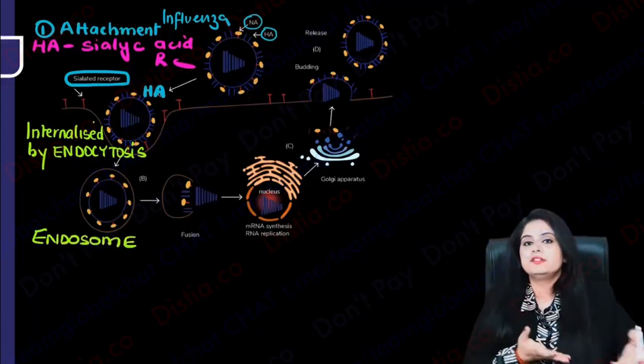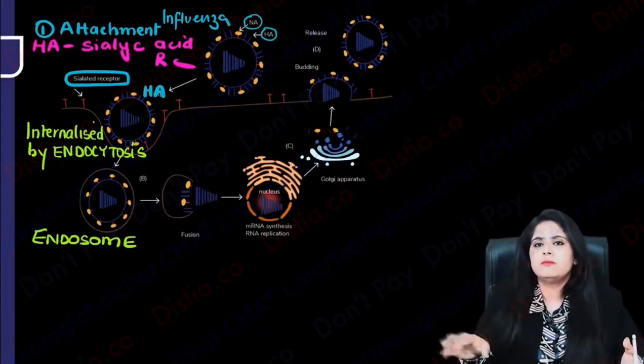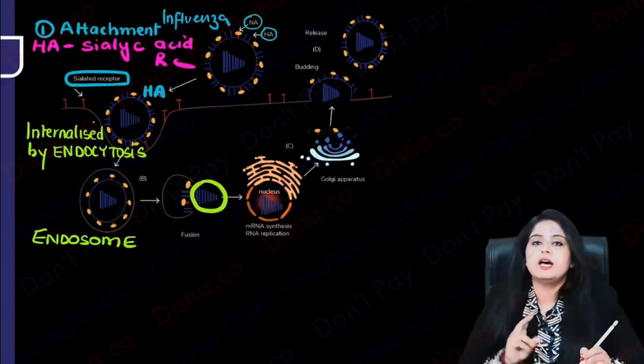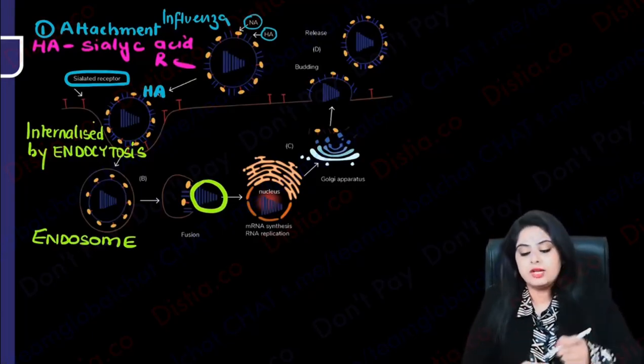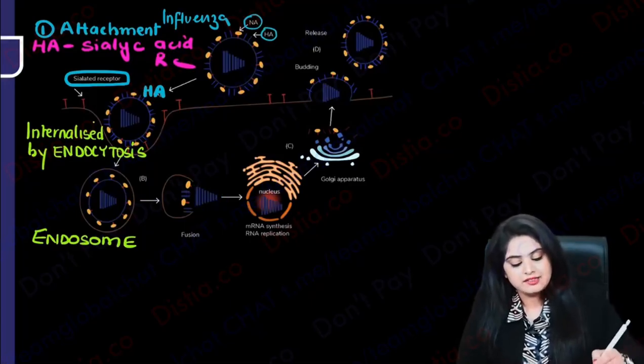I am not interested in all this. I am interested, remove the H, remove the N, remove M1, remove M2, remove everything. Get me the RNA. From the RNA, I have to make new virus particles. Uncoating. I want everything to get removed. So please note, there is going to be an uncoating. That is step number 3.